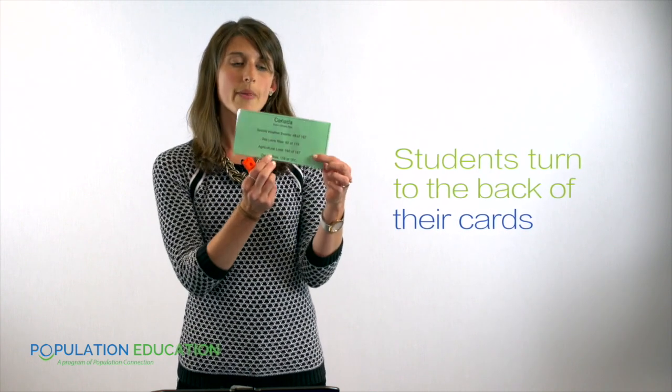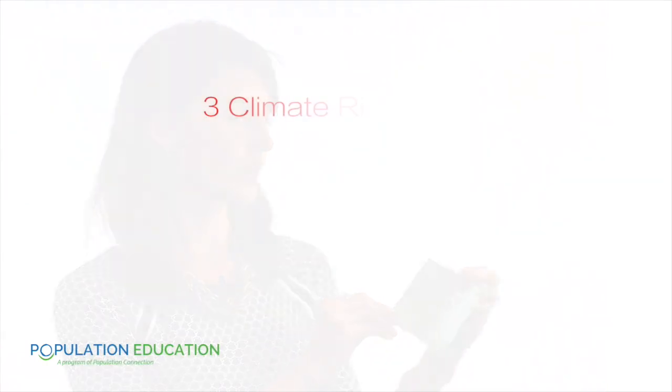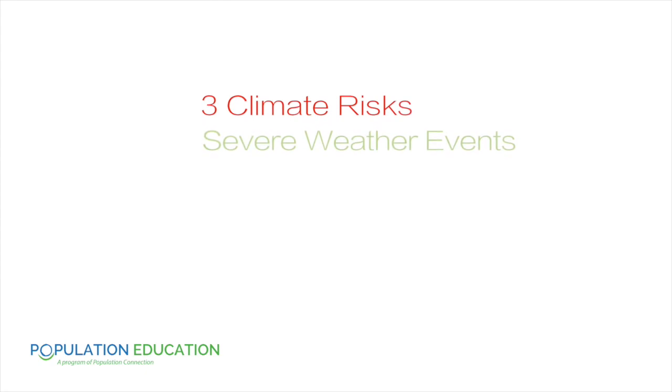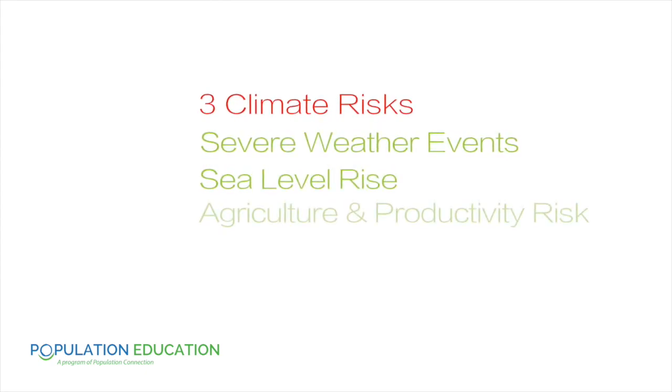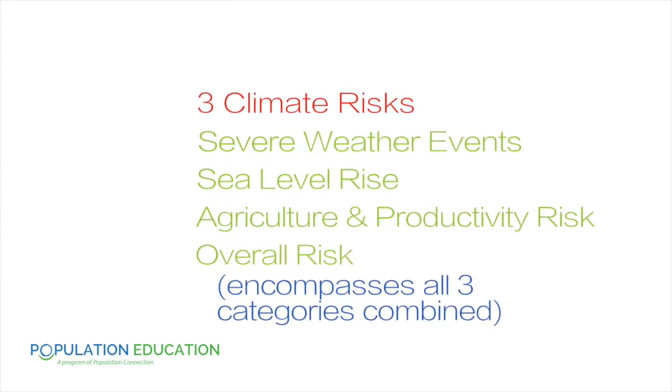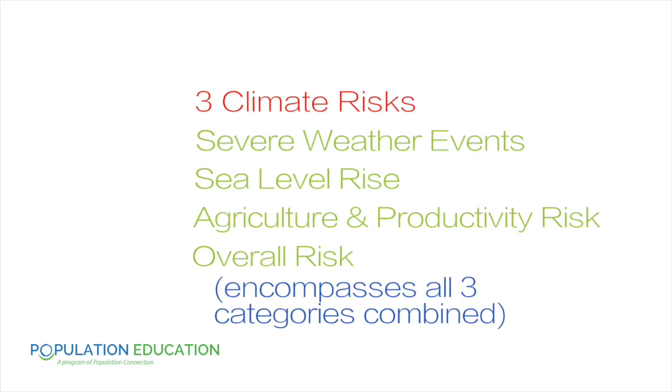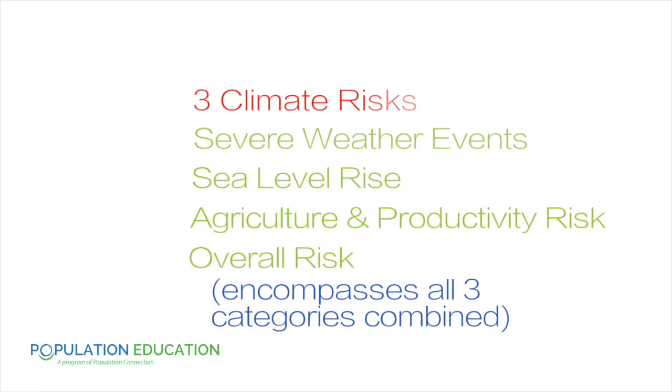After completing the reading and debriefing a little bit with students, students are going to again refer to their country cards, but at this point, look on the back of their card. Students will notice that on the back of their cards, their country has been ranked out of 167 countries in relation to their vulnerability level related to 3 different climate-related risks. So we have the risk of severe weather events, sea level rise, agricultural productivity loss, and the last category is overall risk, which encompasses their risk level for the other 3 categories combined.